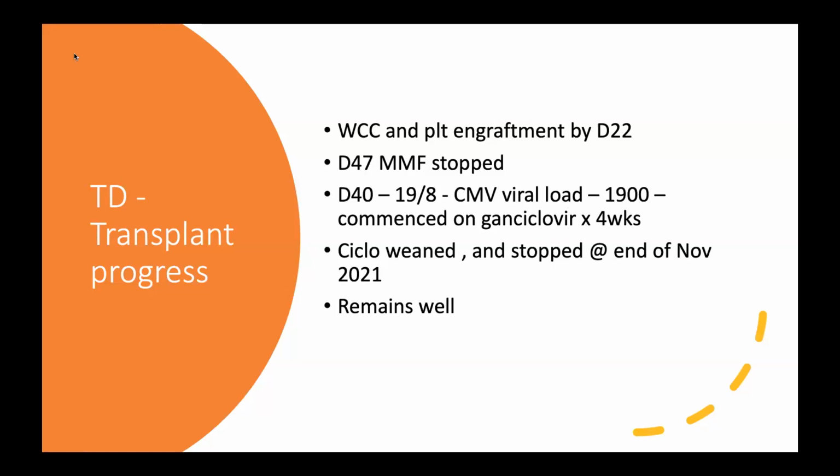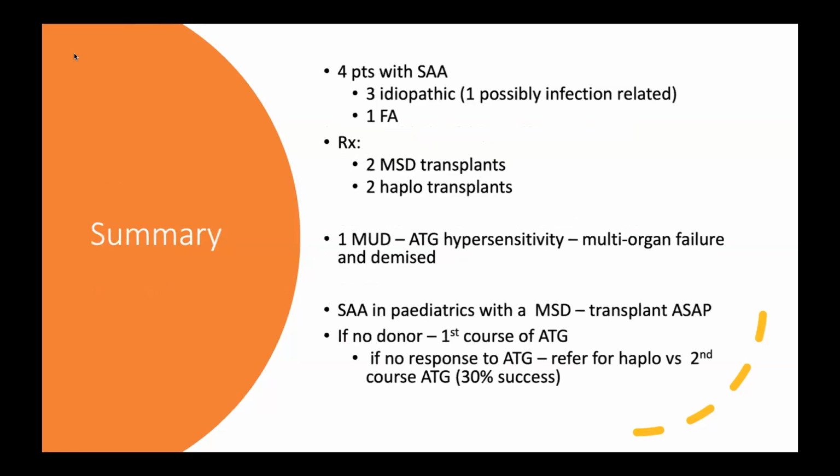remains well as well. So in summary, I've presented 4 patients with severe aplastic anemia, 3 that were idiopathic and 1 with Fanconi's. Of these, 2 were matched sibling donor transplants and 2 were haplotransplants. What I didn't include was a further patient who we attempted to transplant this year, who was a matched unrelated donor, unfortunately developed ATG hypersensitivity and ended up with multi-organ failure and demised.